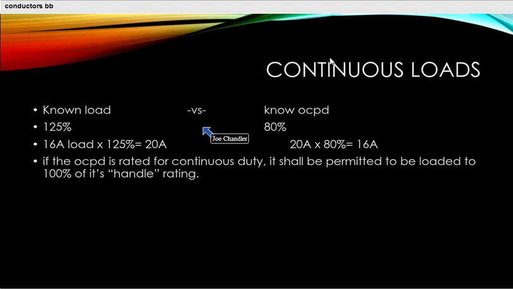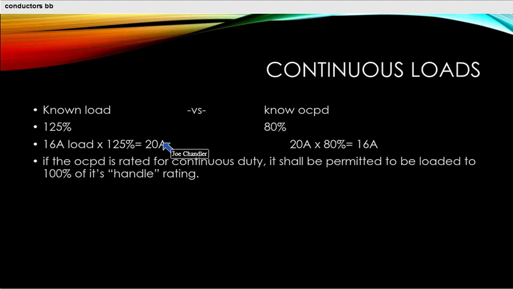So if I have a known load, and let's say that you know the load is 16 amps. It's a continuous load, meaning it's going to last for 3 hours or more. This is the language we see in the code, 125%. So what it's telling us to do is take 16 amps times 125%, and that equals 20 amps. So I would base the ampacity of my conductor for 20 amps, the rating of my overcurrent device, 20 amps. I can put 16 amps of continuous load on a 20 amp overcurrent device.